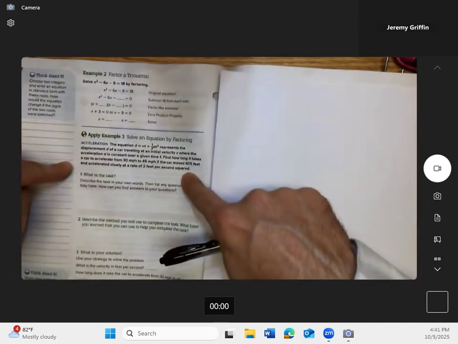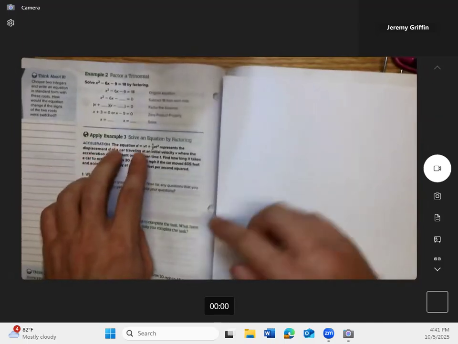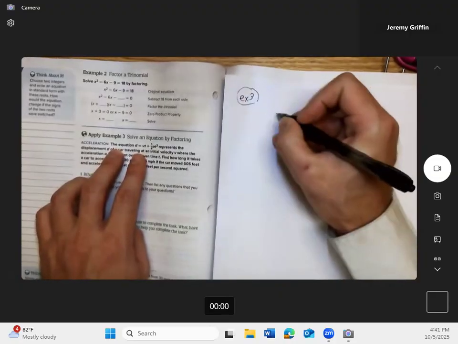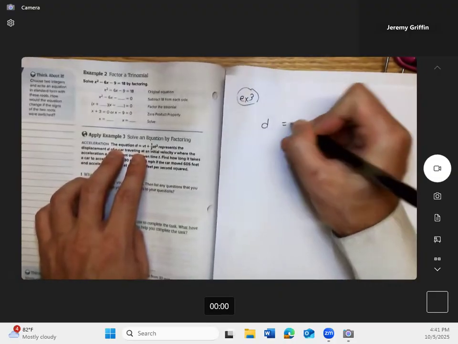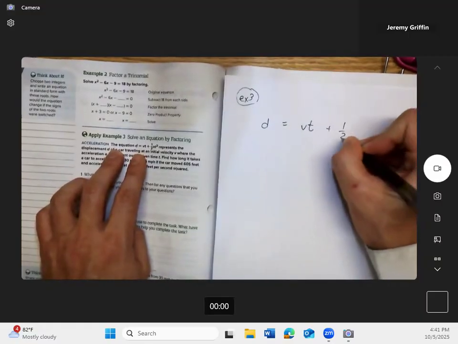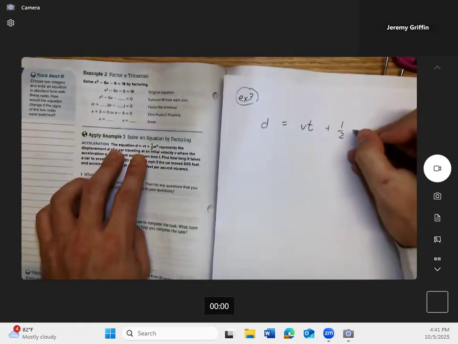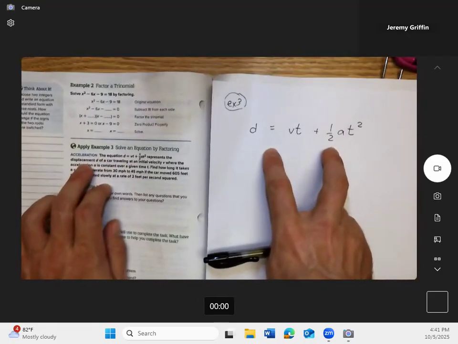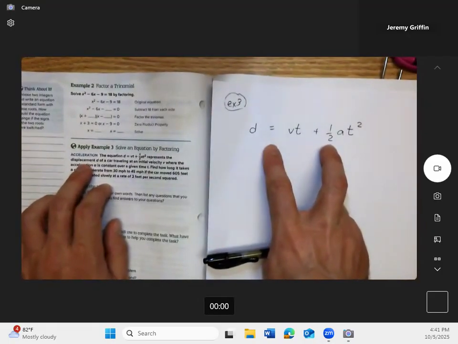Oh, but they got a word question here. So this is example 3. Displacement equals velocity times time plus 1/2 times acceleration times time squared. Okay? That represents the displacement.